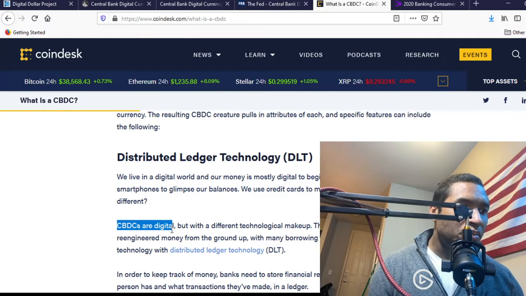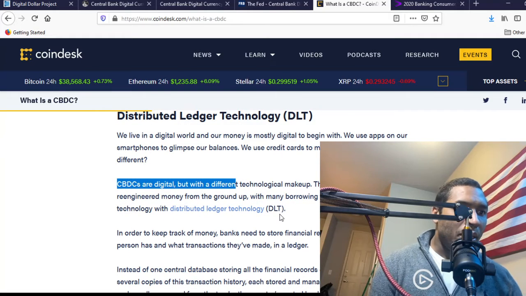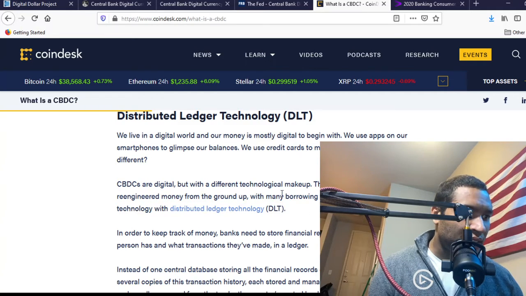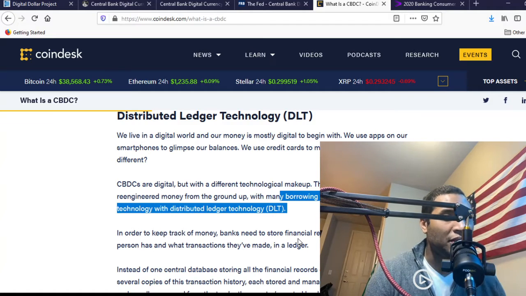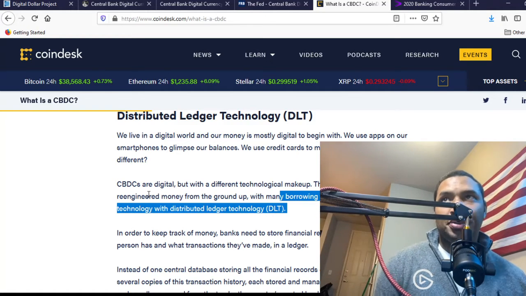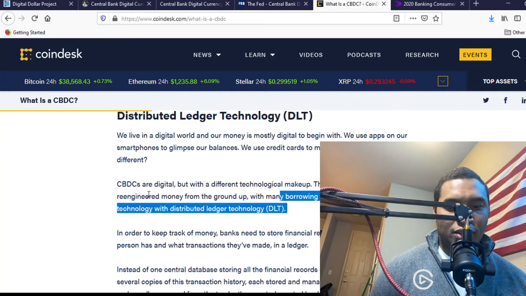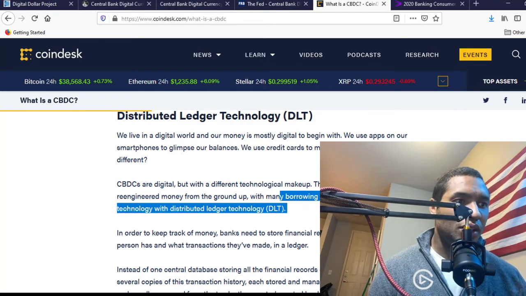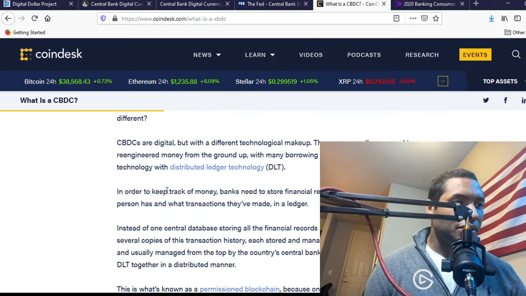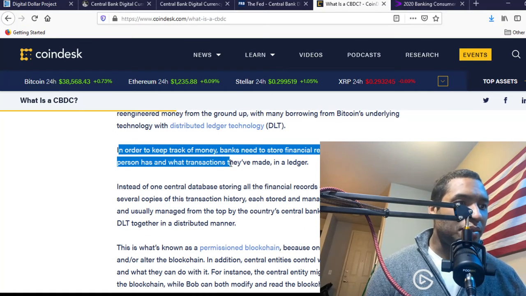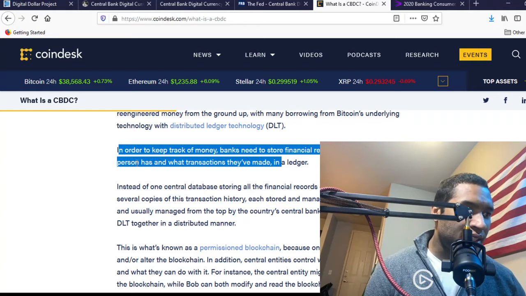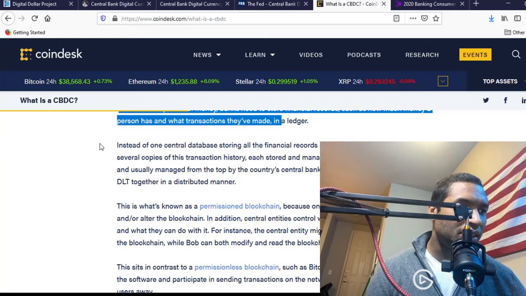CBDCs are digital, but with different technological makeups. These are generally proposed to re-engineer money from the ground up, with many borrowing from Bitcoin's underlying technology with DLT, so distributed ledger technology. So basically, it's just going to use blockchain technology to digitize the currency. In order to keep track of money, banks need to store financial records, such as how much money a person has and what transactions they made, in a ledger.